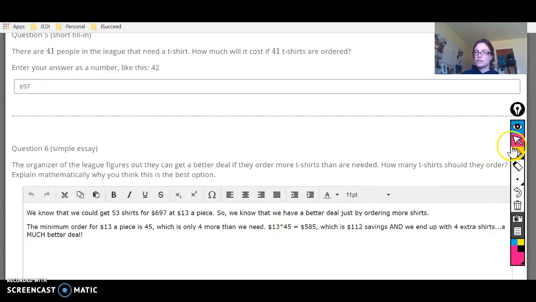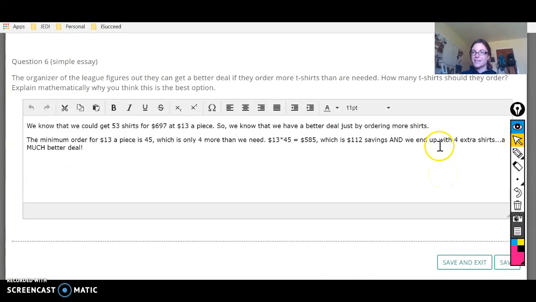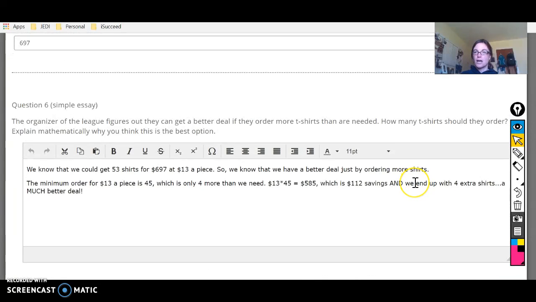And then the last question is a good one, and it helps us realize our league coordinator is on the ball. The organizer of the league figures out they can get a better deal if they order more t-shirts than are needed. How many t-shirts should they order? Explain mathematically why you think this is the best option. What I would do is first say, the next best price is $13. How many could I get for $13 a piece? So I would divide 697 by 13.